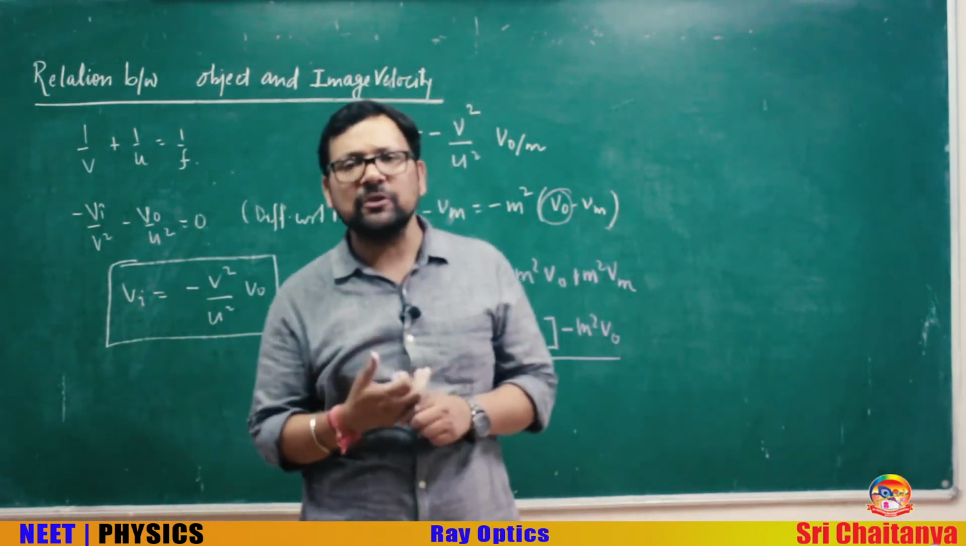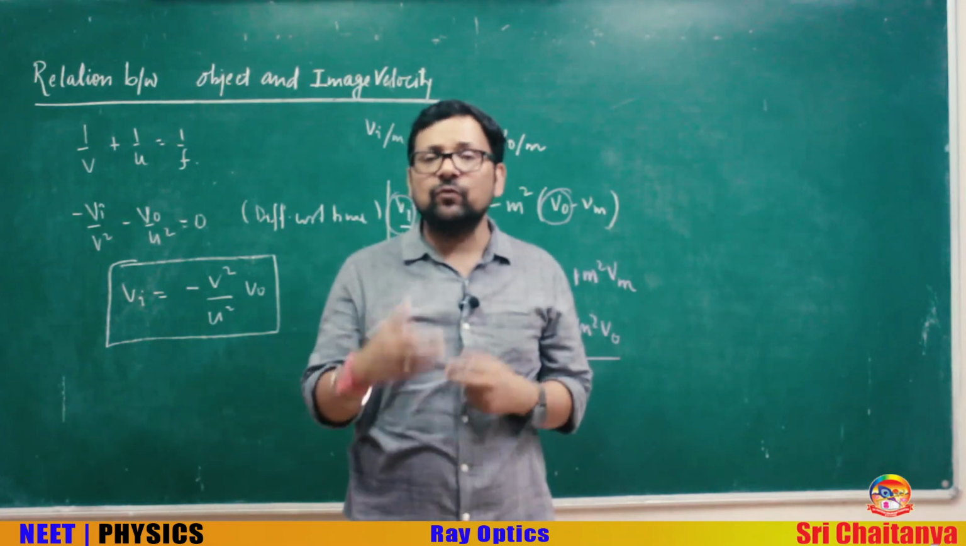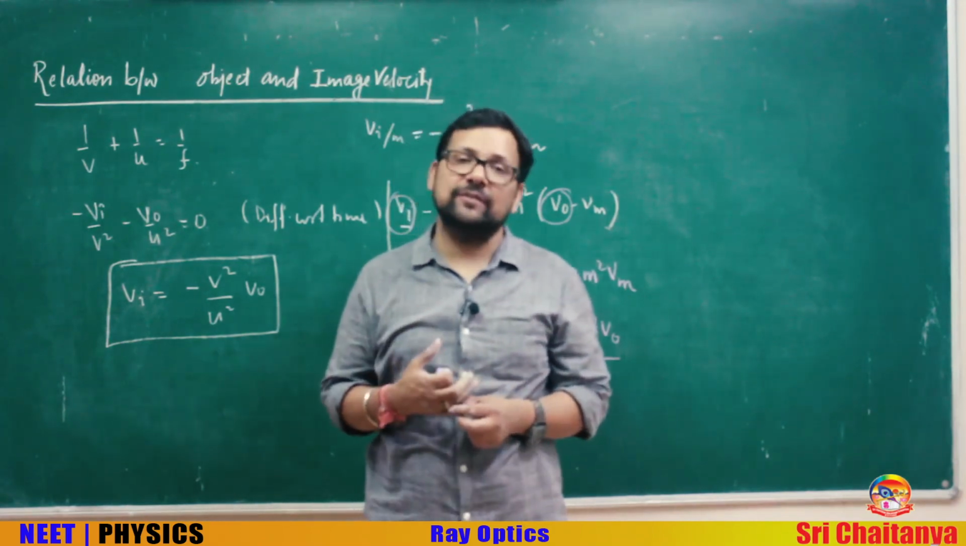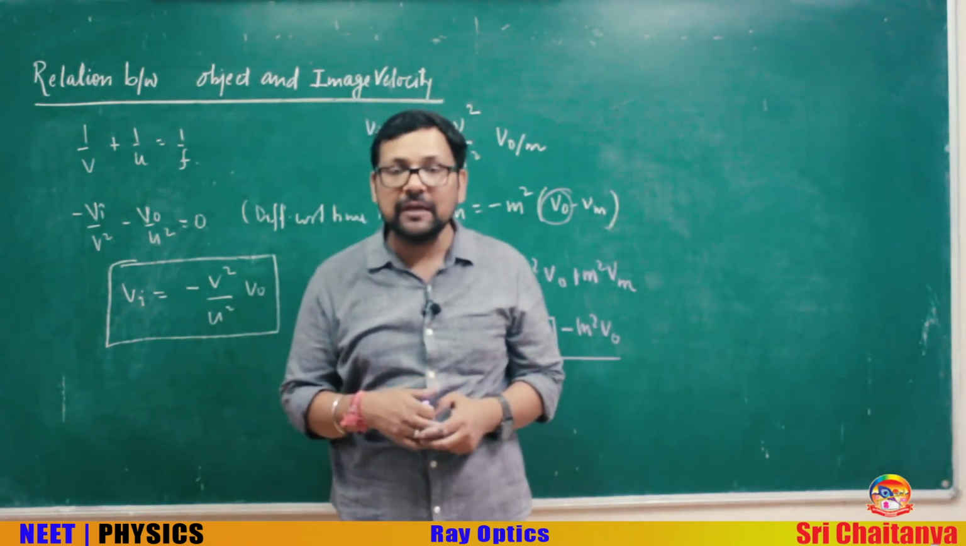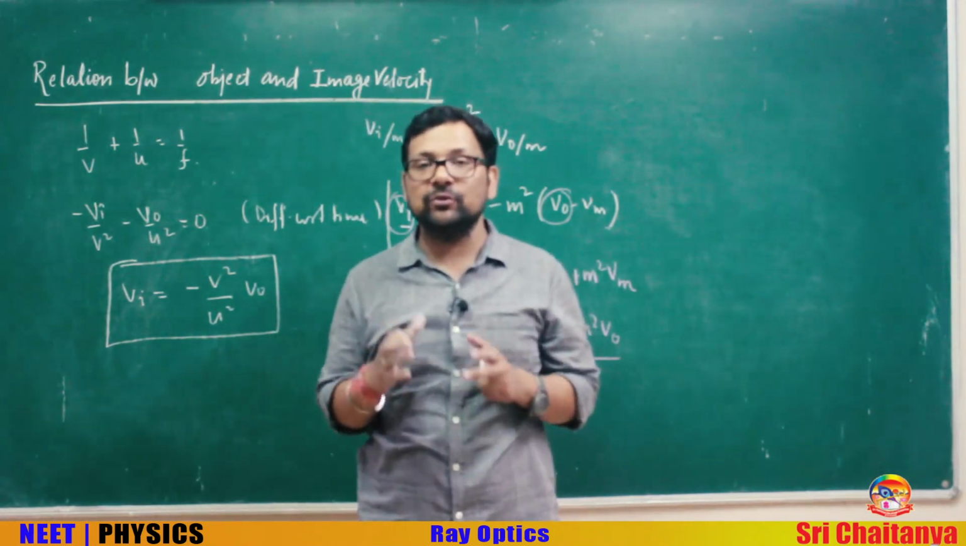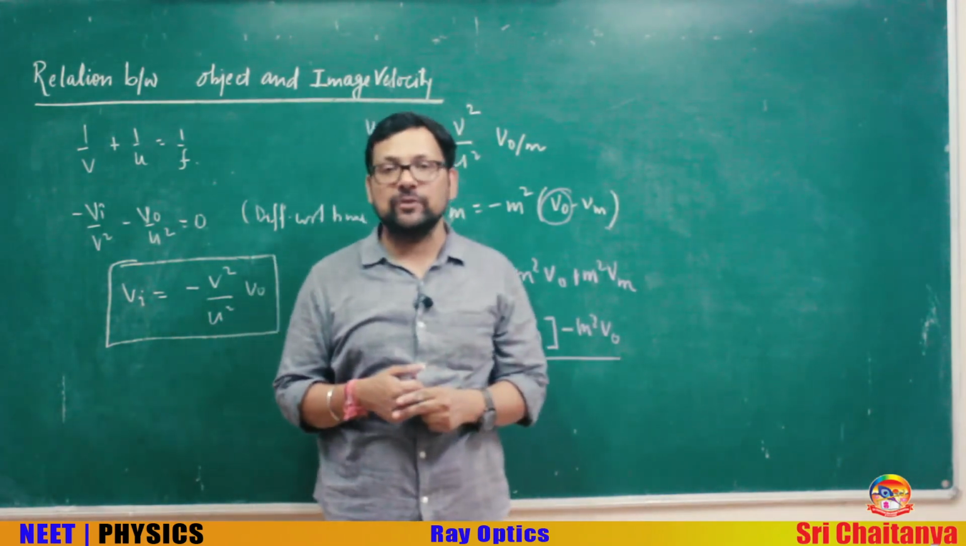What you need to do is, first, with full concentration, see with respect to what that velocity is given. If no frame is given, then the default frame is earth. Then you have to use the formula of velocity of image and object with respect to earth.